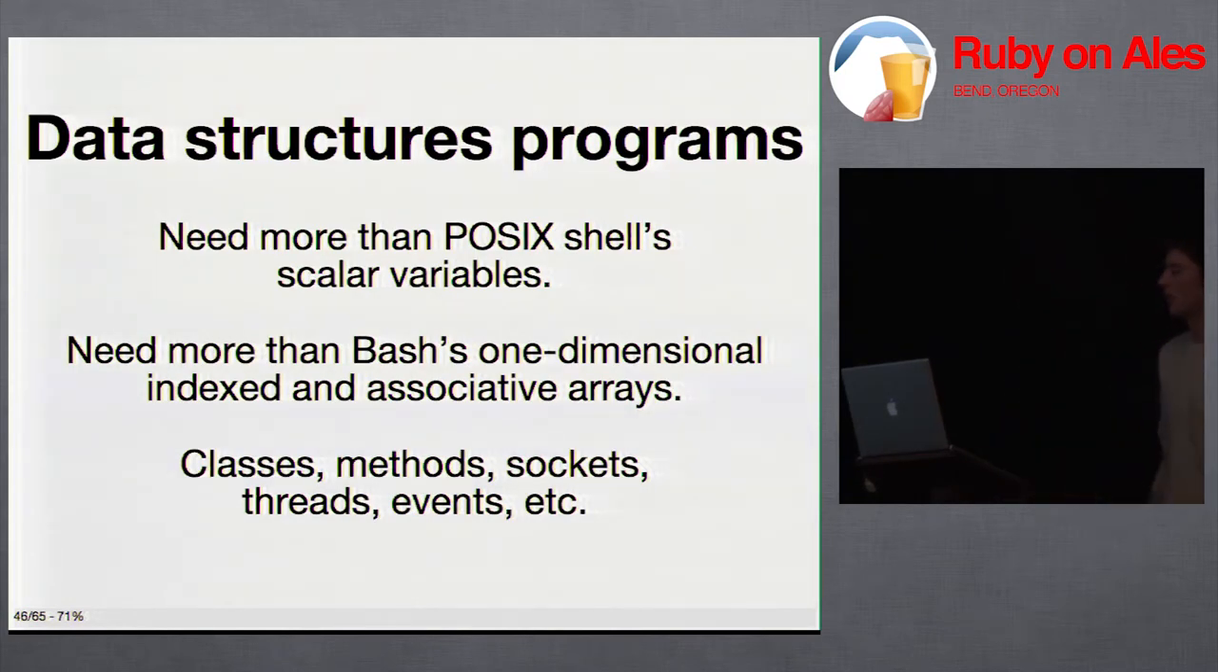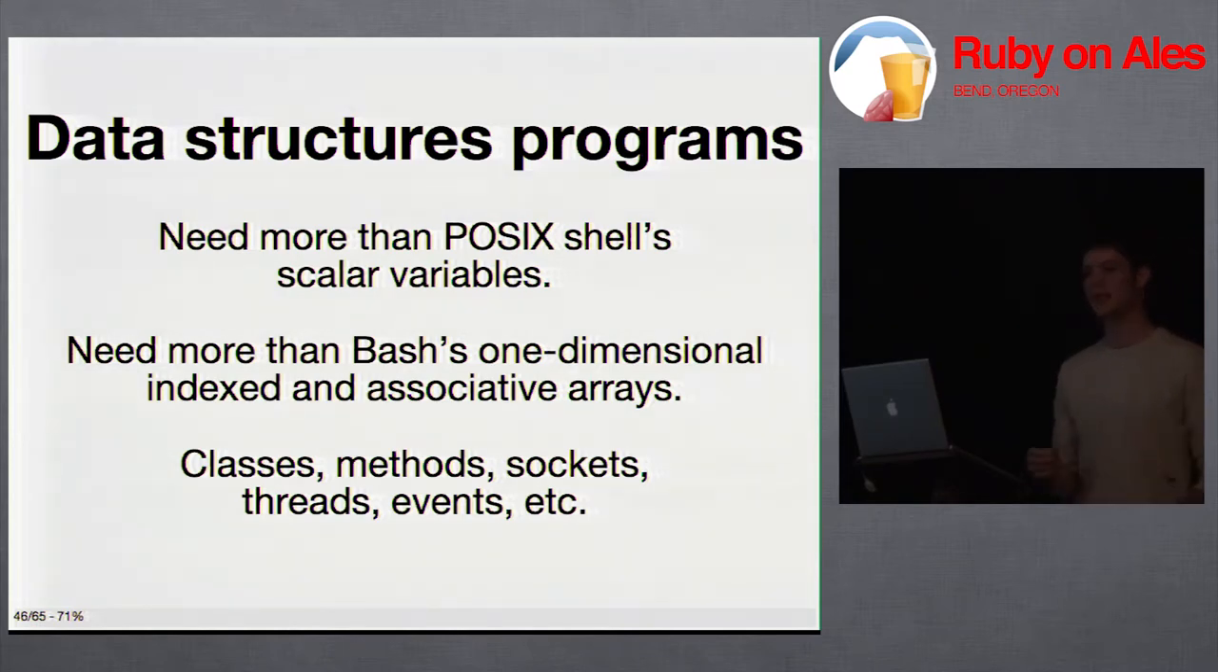The data structures programs are much more difficult to implement in shell because generally you need more expressive power than the scalar variables you get out of a standard POSIX shell. You probably need more than the single level of hierarchy you get out of Bash's one-dimensional arrays and associative arrays. And you probably want to take advantage of modern code constructs like classes and methods. You might want to do network communication. You probably want to have some notion of concurrency and parallelism. And so you might need these concepts that don't exist in a shell program.